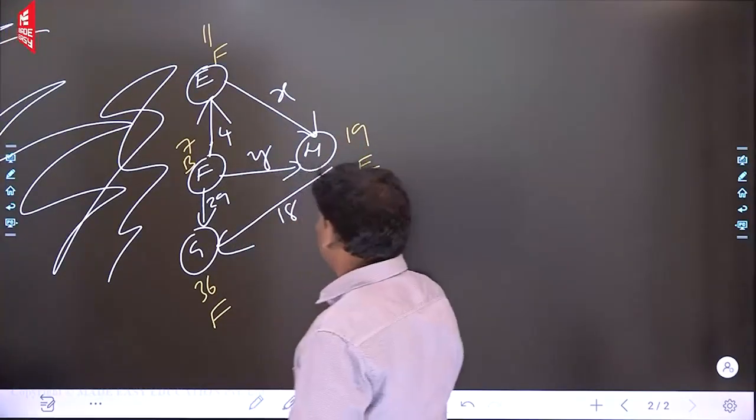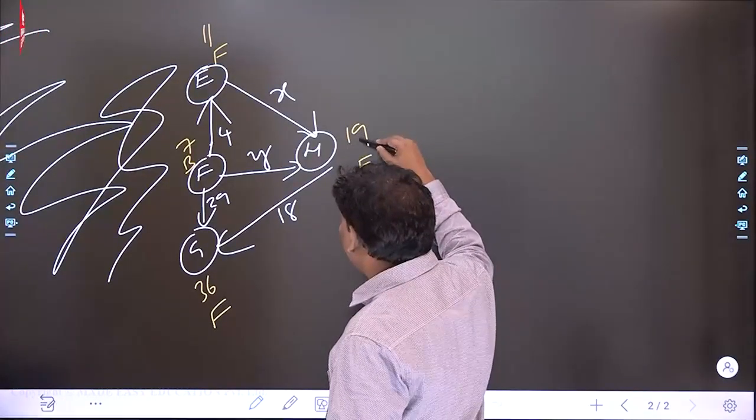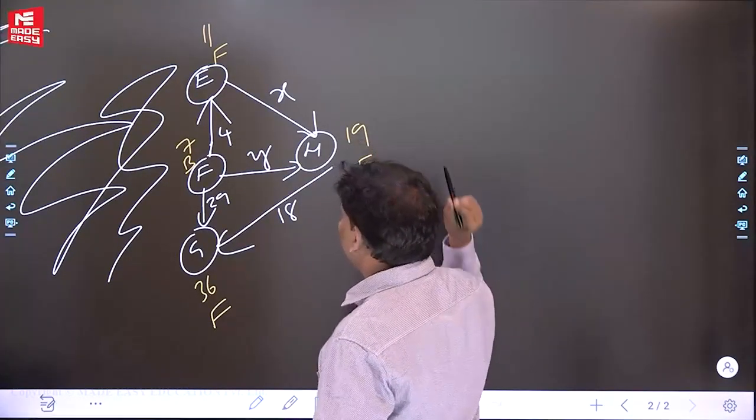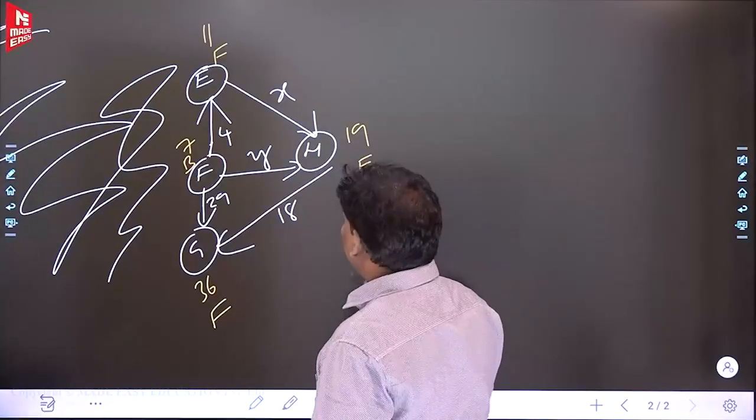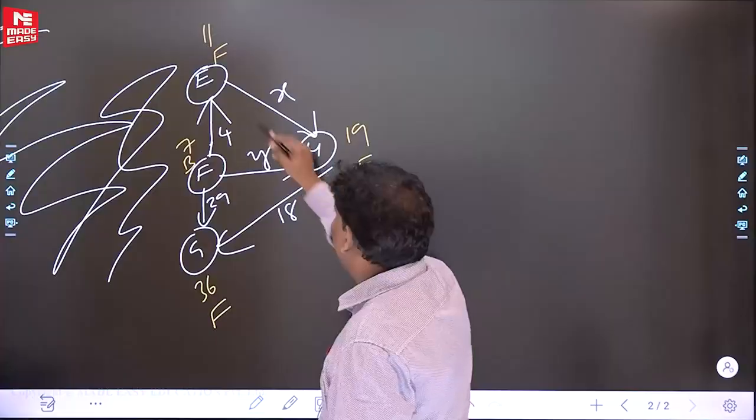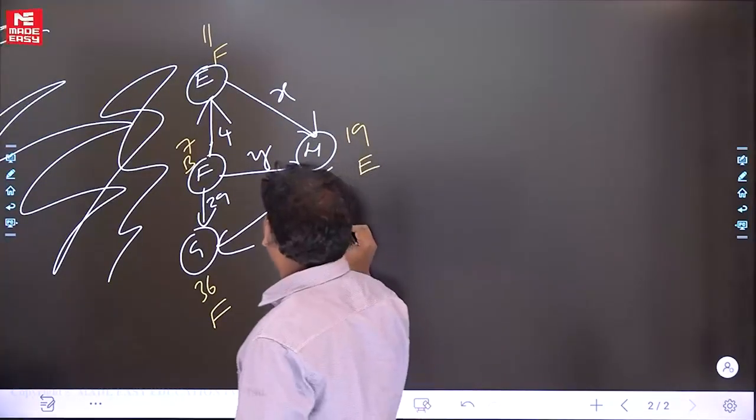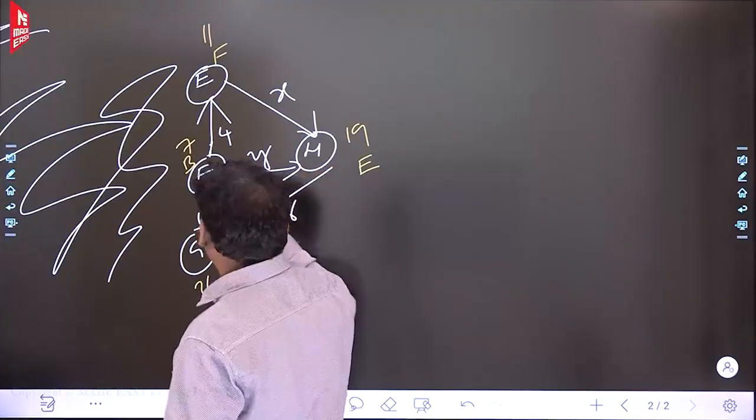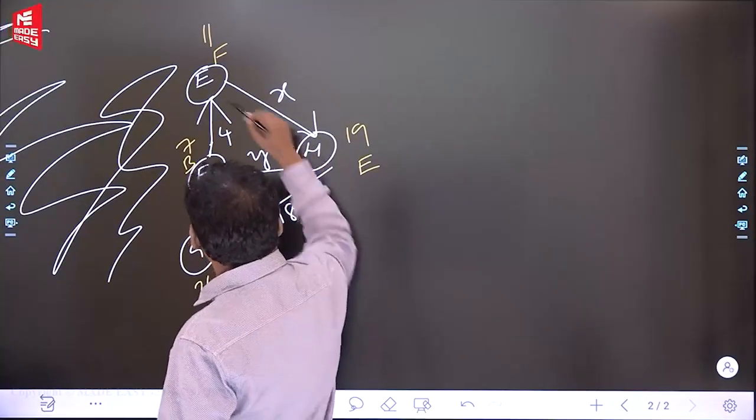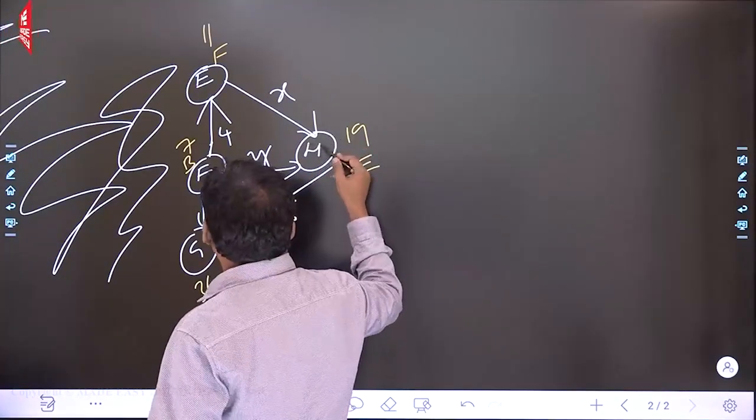But Dijkstra's algorithm is over, and he already got the answer as 19 to go from source to H. But from where did he get it? From E. Can you help me with one small line? To come to H two ways are there, F and E. But according to Dijkstra's algorithm, it is already done, and he got it from E.